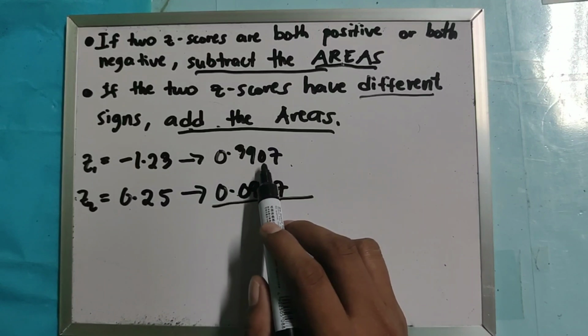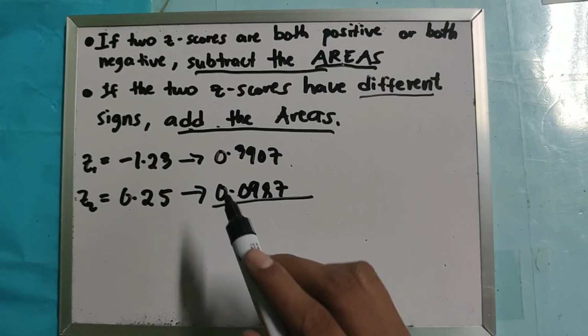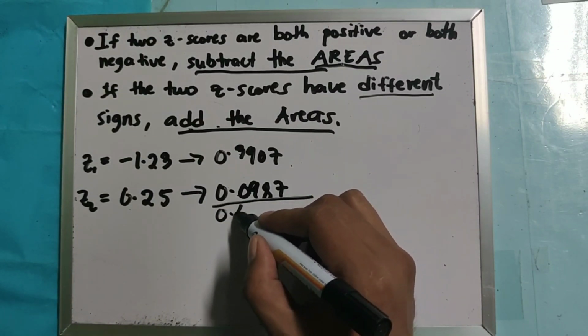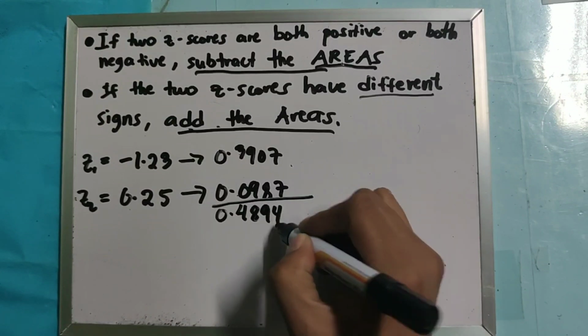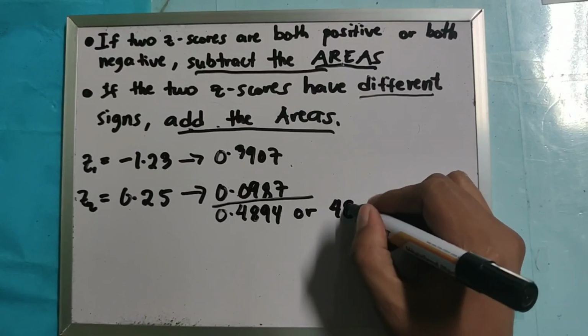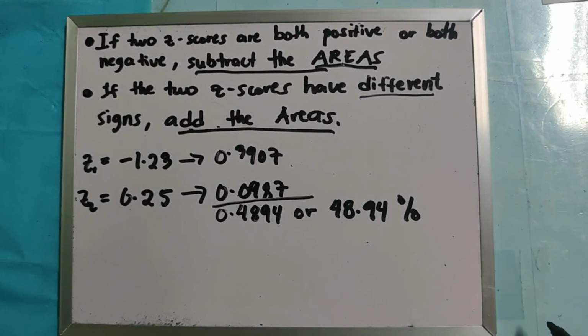Okay? So 0.3907 plus 0.0987. So our area is 0.4894. Or convert into percent form, it is 48.94%. That is how we are going to get the area if you are given two z-scores. Now, okay, 48.94%. So we have here the second example.